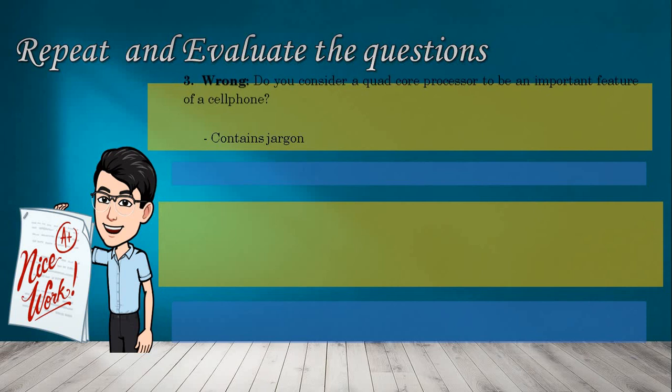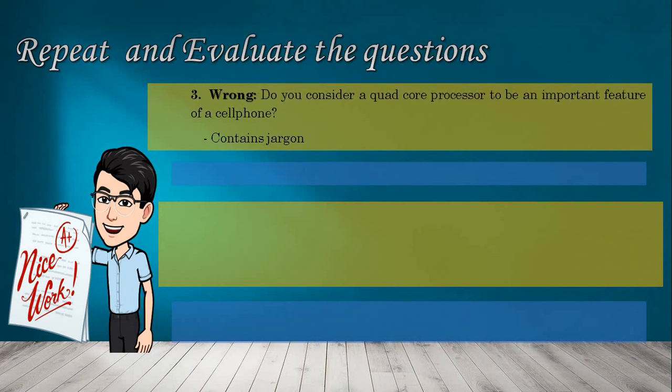Third, let us read the question. Do you consider a quad-core processor to be an important feature of a cell phone? The question uses jargon. Jargon is a vocabulary word from the experts only. The quad-core processor is a jargon or a word from the IT experts because they know that, and most of the respondents do not know what a quad-core processor is.